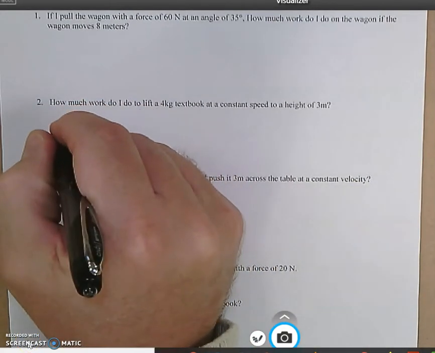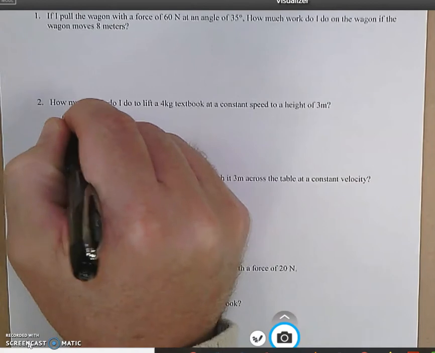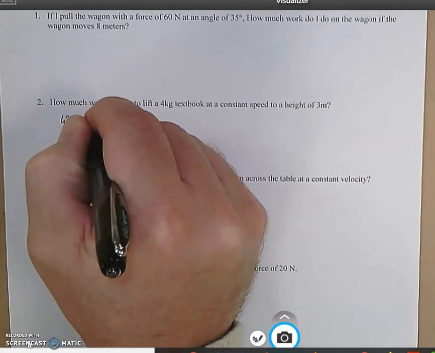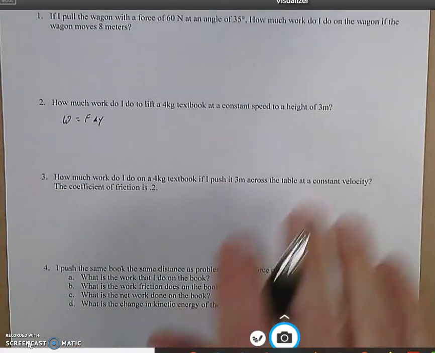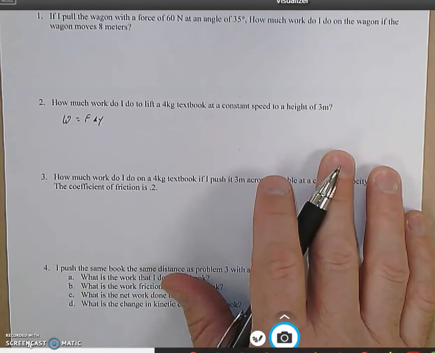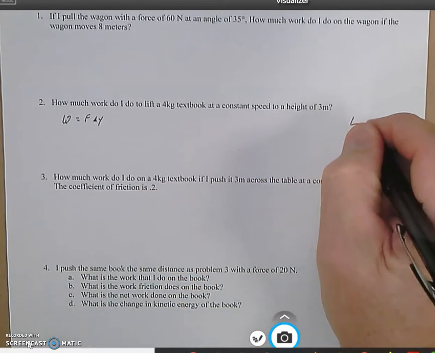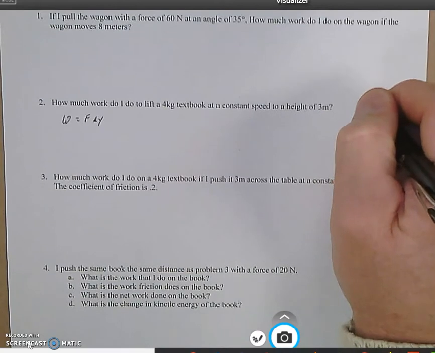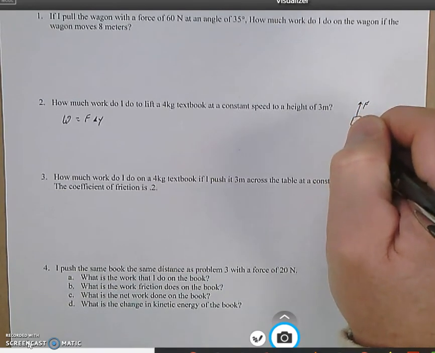Question number 2, work is the product of force times displacement. So in this case, we're lifting, so the displacement is delta y. Now, it doesn't hurt to draw a force diagram. It really makes things a lot easier, right?